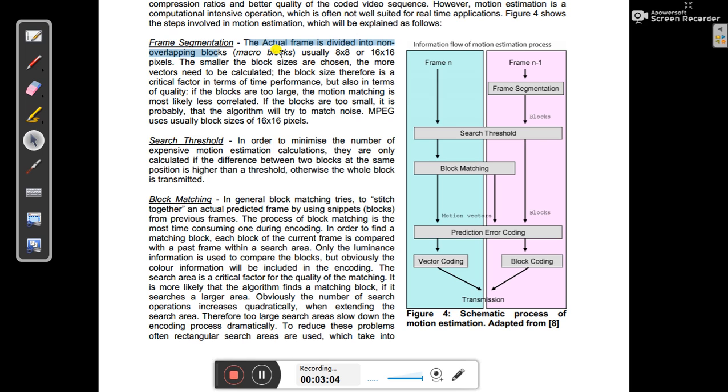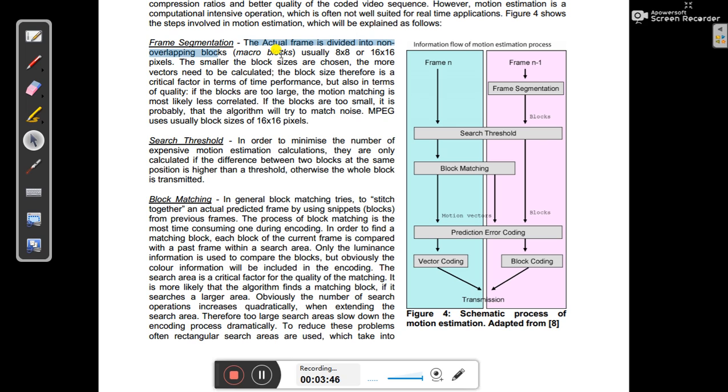The block size therefore is a critical factor in terms of time performance, but also in terms of quality. If the blocks are too large, the motion matching is most likely less correlated. If the blocks are too small, it is probable that the algorithm will try to match noise. MPEG usually uses block sizes of 16 by 16 pixels.